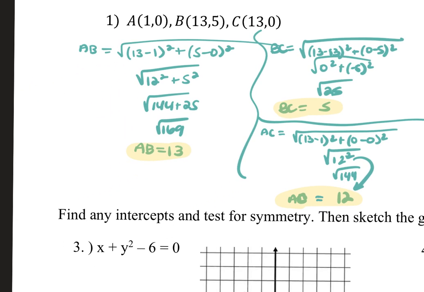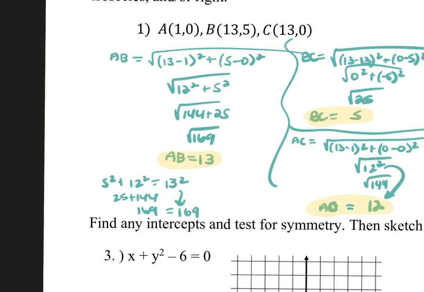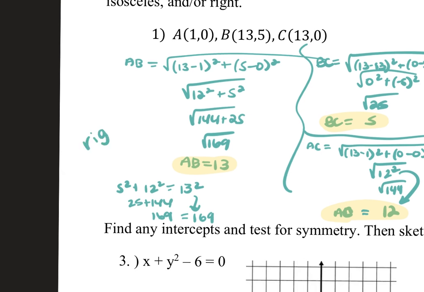In order for it to be right, I'm sorry, 5 squared plus 12 squared would equal 13 squared. And 25 plus 144 is 169, which is what 13 squared is. So this is a right triangle.